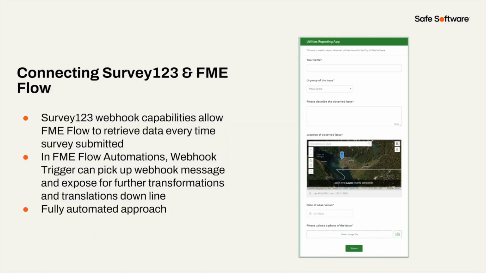So the first step towards achieving this is connecting Survey123 and FME. Survey123 allows us to connect FME to our data every time a survey is submitted. With FME automations, we can use the webhook trigger that Matt showed in our Flash demo and pick up that webhook message and expose it for further translations and transformations down the line. Once this is set up, this becomes a fully automated approach. I'm just going to share my screen and show how we have that set up in FME.